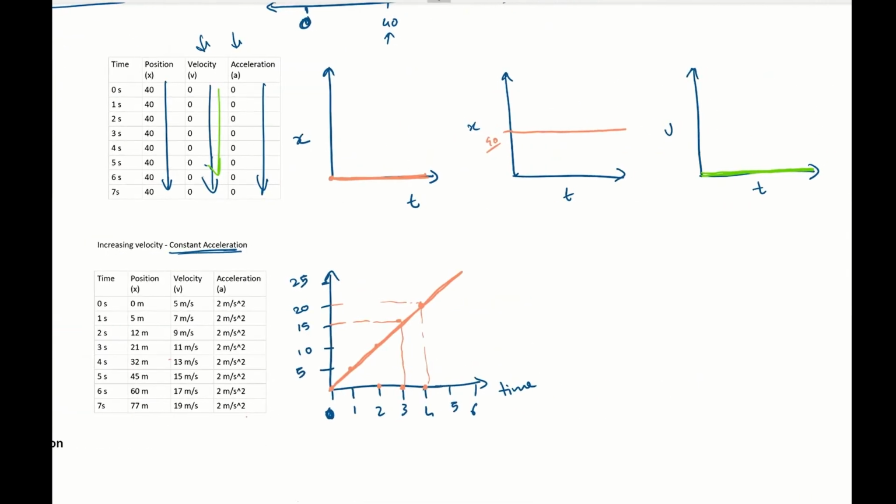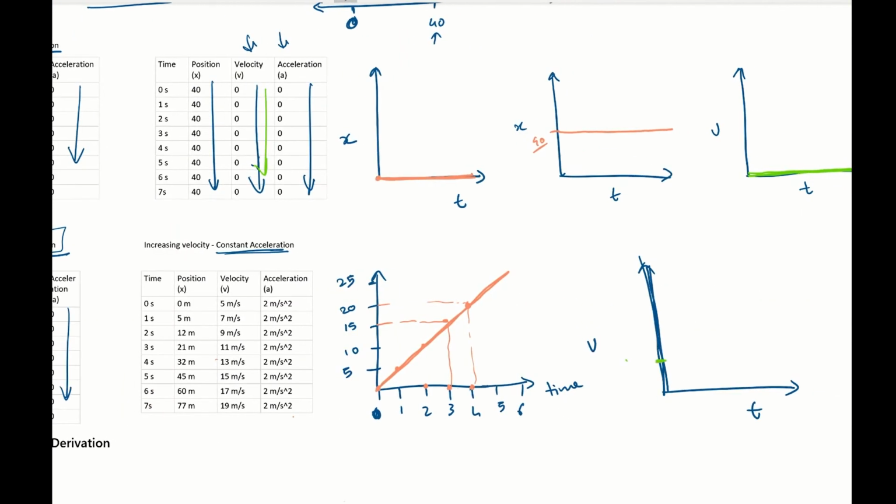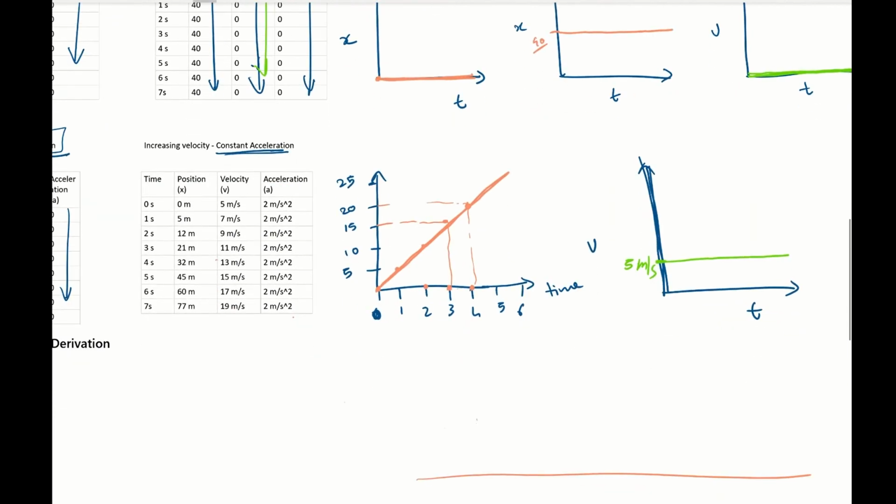How would the velocity time graph look under this scenario? Since the velocity is constant, this is probably the worst one I've ever drawn, but velocity remains constant at 5 meters per second. So let us say this is 5 meters per second, and the velocity remains constant with respect to time.